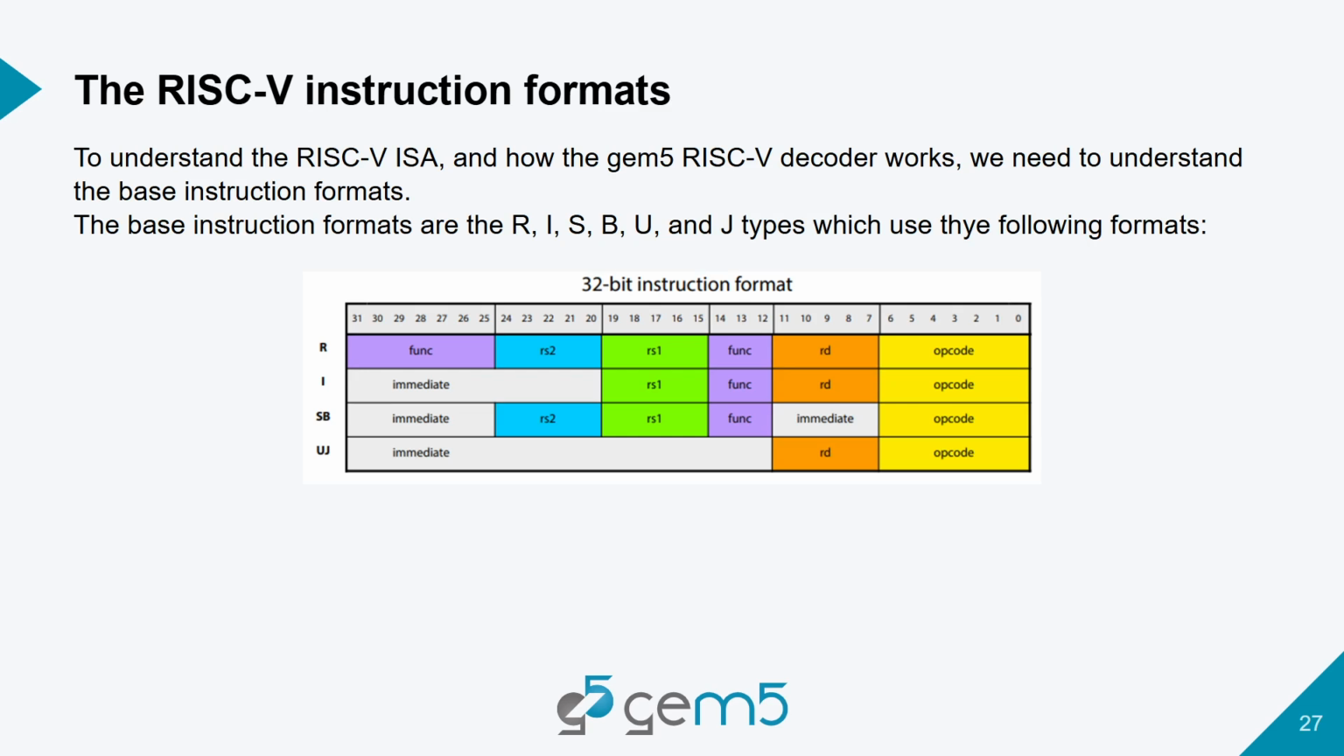I just copy and pasted this off the RISC-V website, but this is saying that for the R-type instructions, the first 6 bits define the funct, and then the next 5 define the rs2, and then the rs1, that's register source 2, register source 1. The other field also defines the function, and then the other 5 define the destination register, and the last 7 define the opcode.